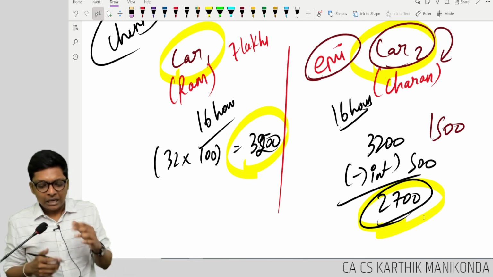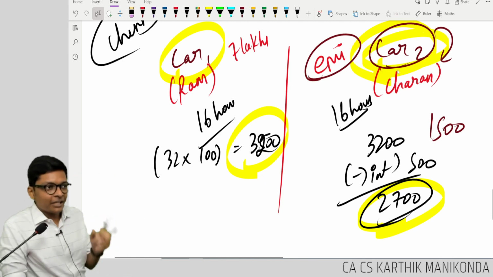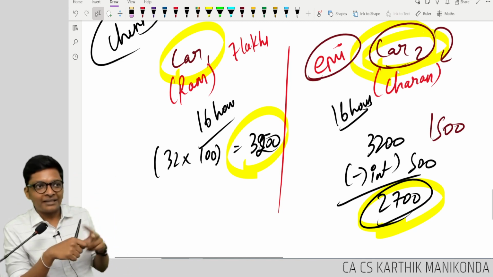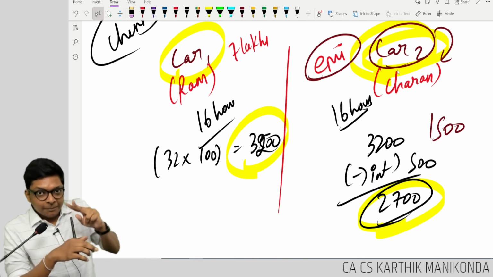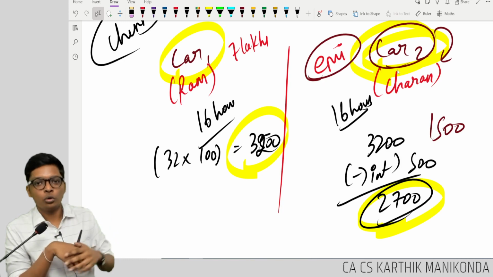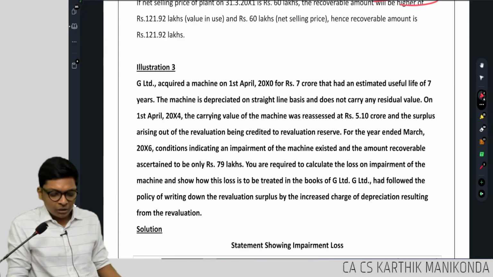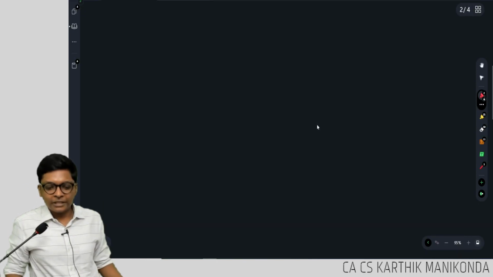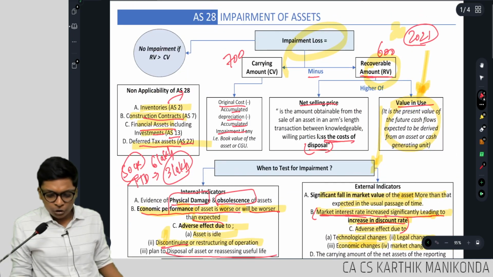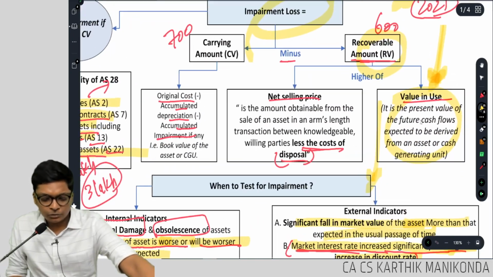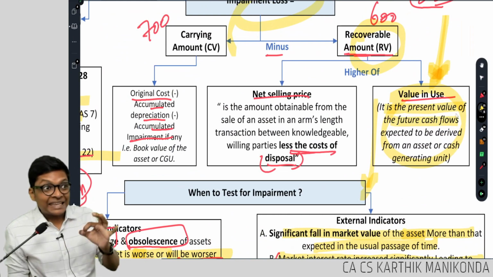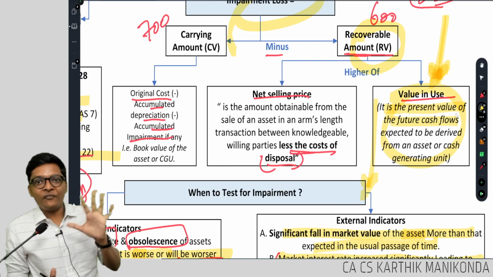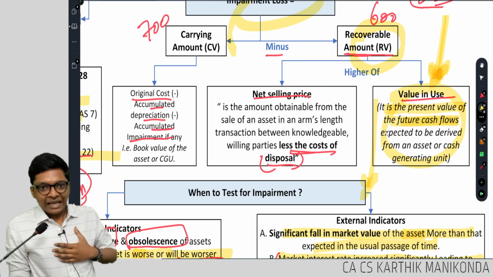Does this affect the quality of the car? Whether you purchase the car on loan or full payment, does it affect the quality of the asset? Does it affect the income the asset can generate? No. So what is value in use? Go read value in use, the term they use for value in use. What is value in use? Look at this, I am just zooming in. It is the present value of future cash flows, not profit. Future cash flows expected to be derived from an asset.